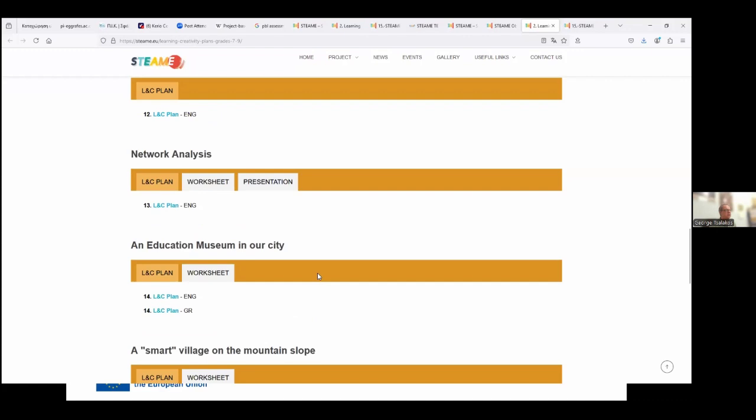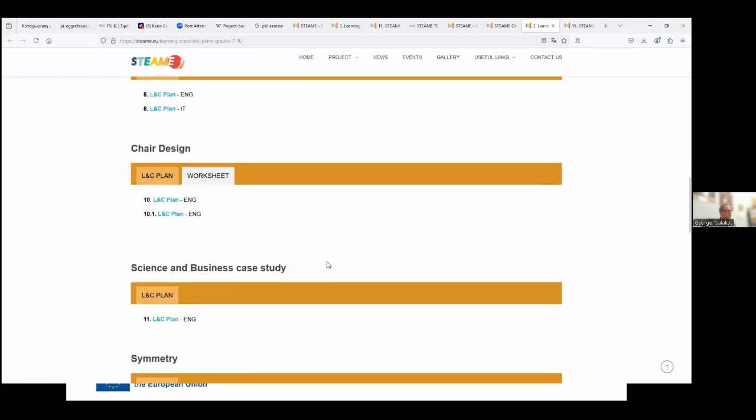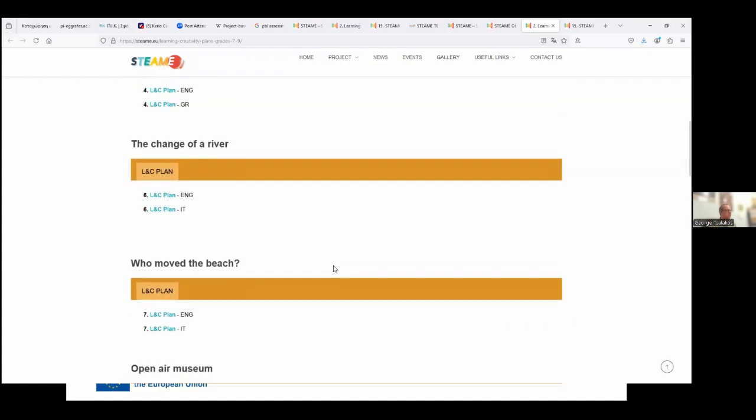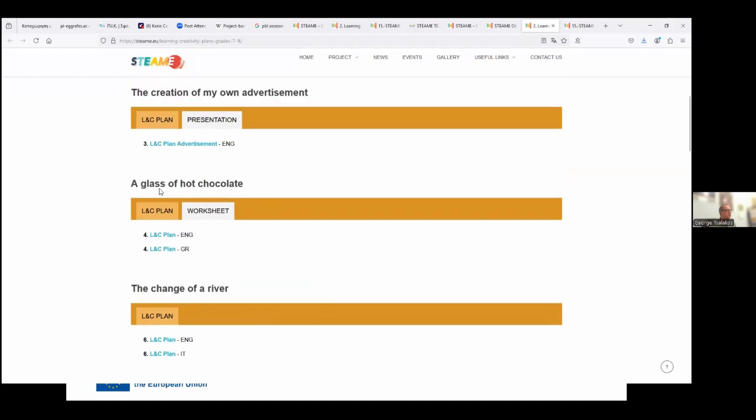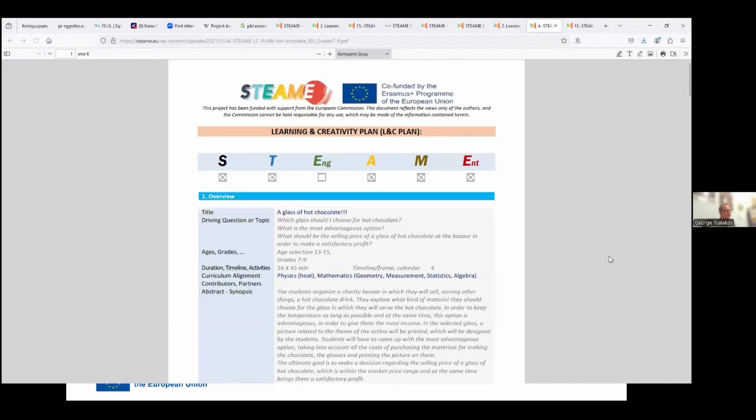One more plan, one more project, and it's about a glass of hot chocolate. It's about a school, let's say a school bazaar, to collect money to help poor students. And you can see here the driving question: which glass should I choose for hot chocolate?